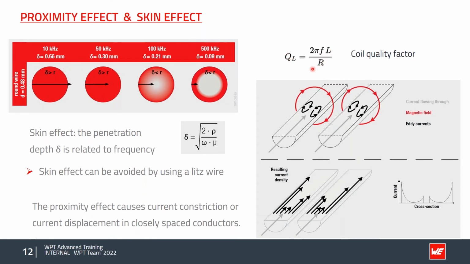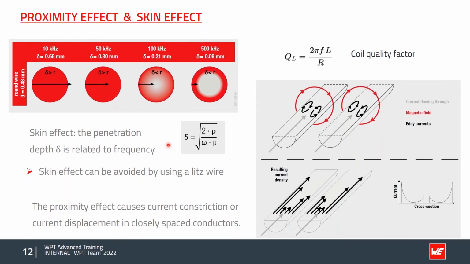So now let's think about the resistance. This, as I mentioned before, is frequency dependent, and it is influenced by two effects, which are the skin effect and the proximity effect. The skin effect says that for increasing frequency, the current density accumulates at the surface of the conductor. The penetration depth delta is related to the frequency and can be calculated with this formula. To reduce the skin effect, we have to use Litz wire.